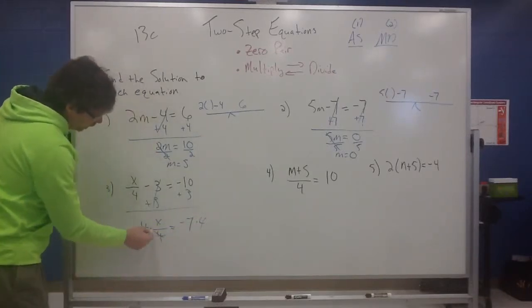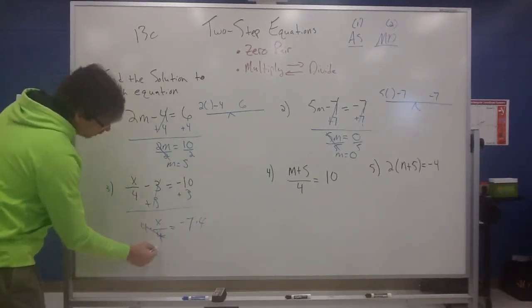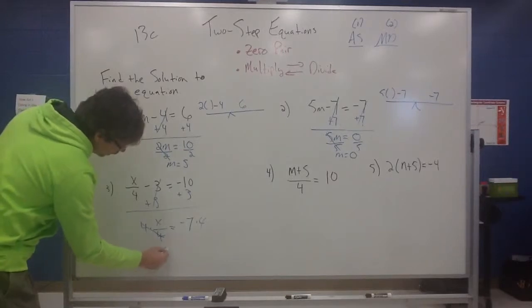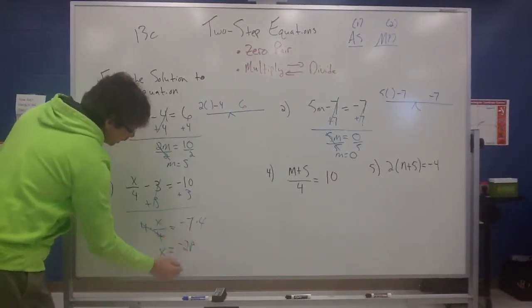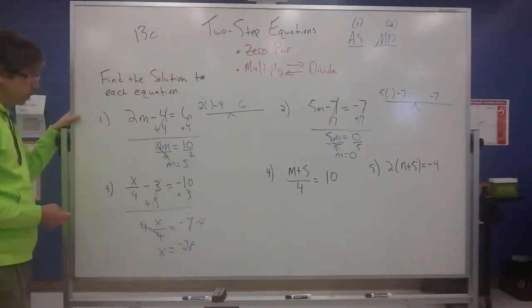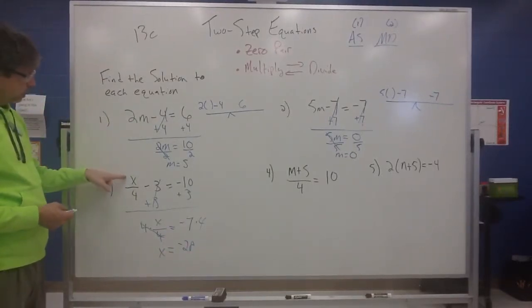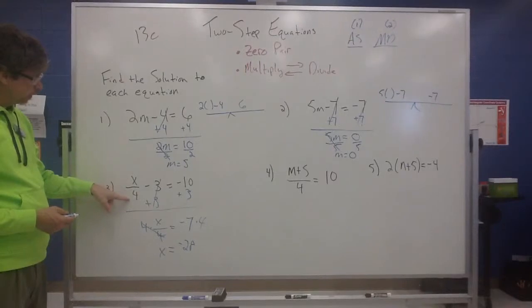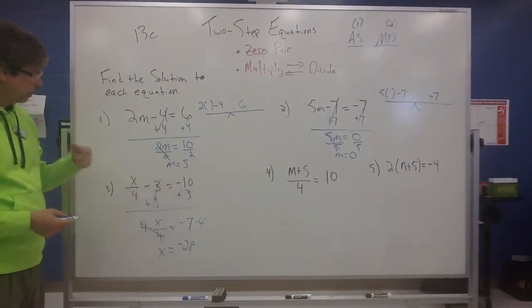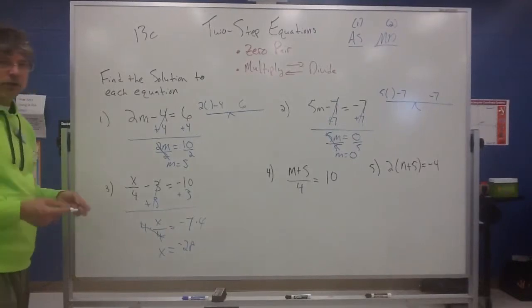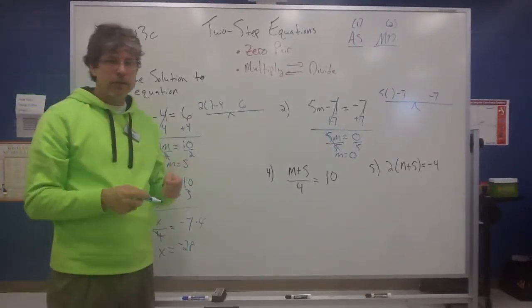So these 4's divide out. 4 goes into 4 one time. That gives me 1x, which we write down as x. And -7 times the 4 does give me a -28. So -28 would be the solution to this problem. -28 divided by 4 is -7. A -7 and a -3 would indeed give me a -10. So it does make that a true statement. And that's what it's all about. We're trying to make that statement true.